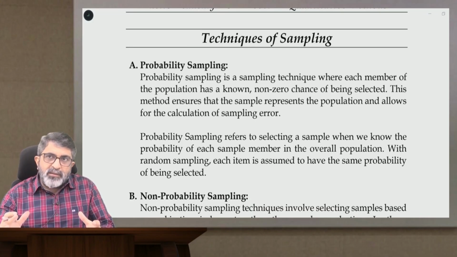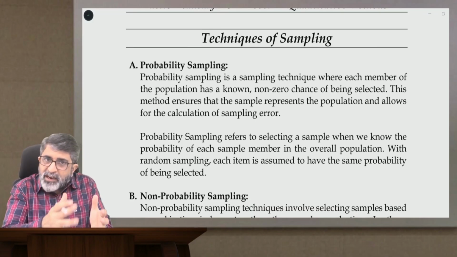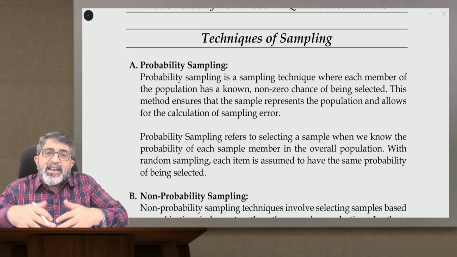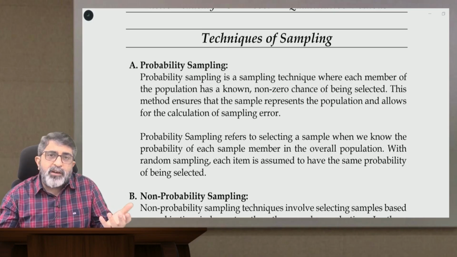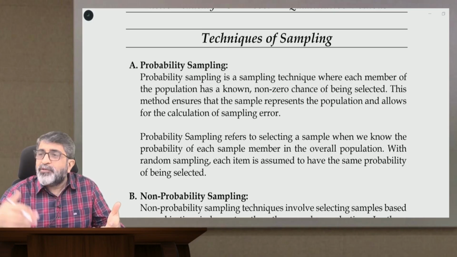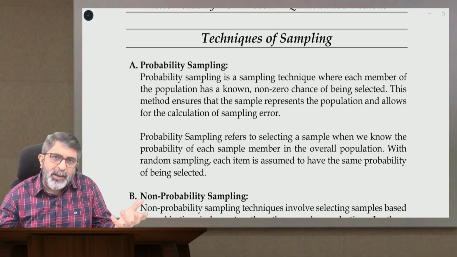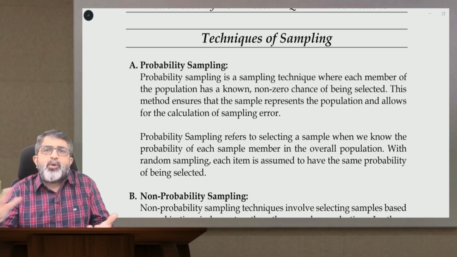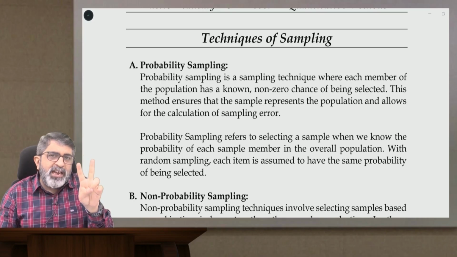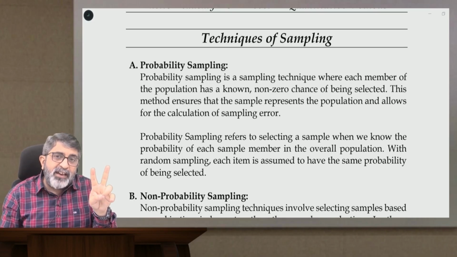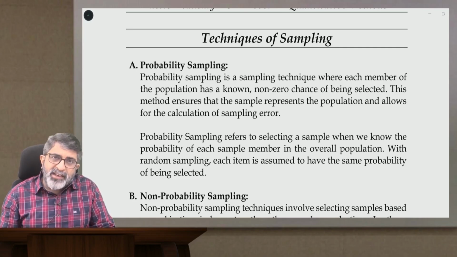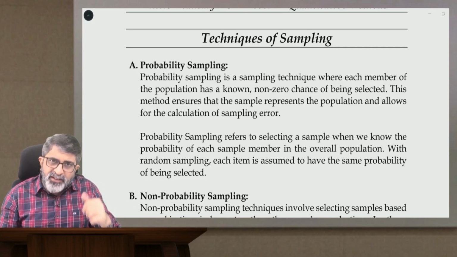So what sampling is, we have learned. Now we are trying to understand techniques of sampling, or different ways and types of sampling. How can you carry out this sampling process? It is broadly divided into two categories, probability sampling and non-probability sampling.